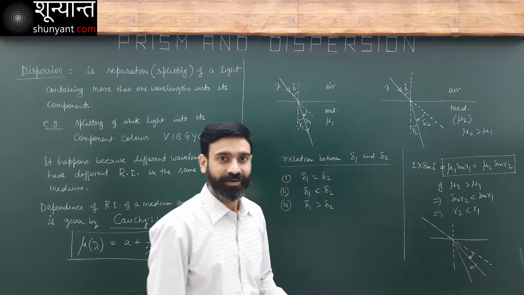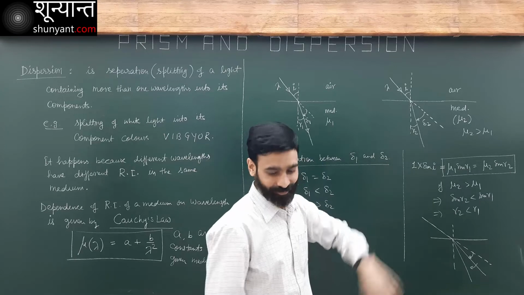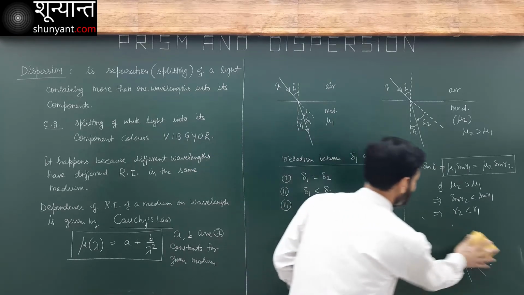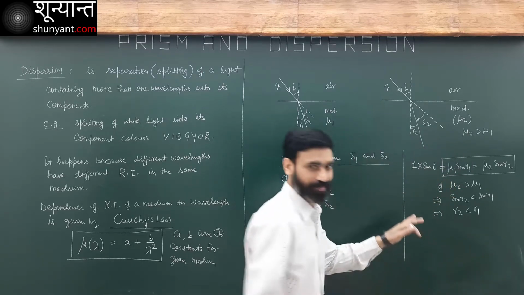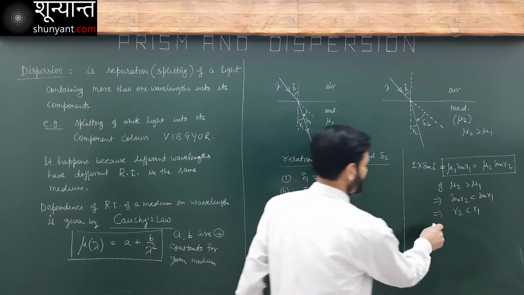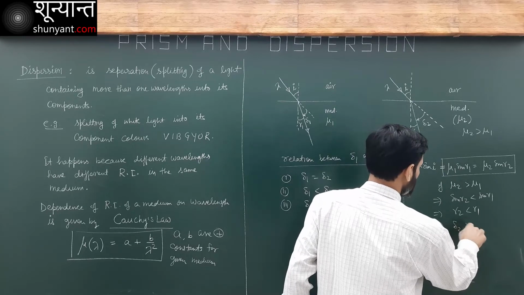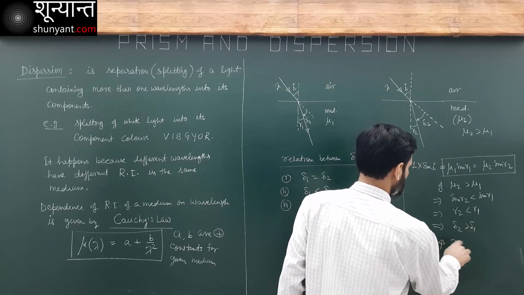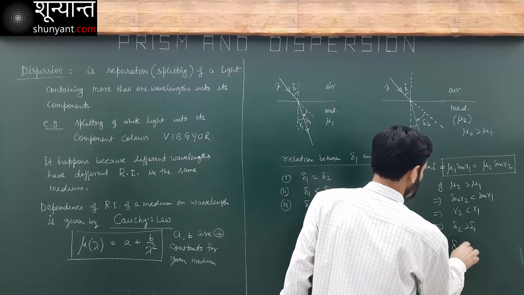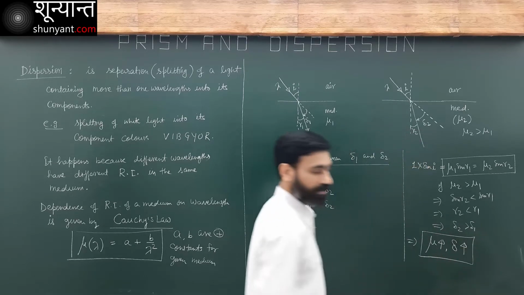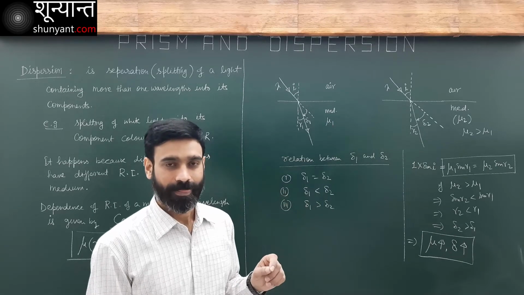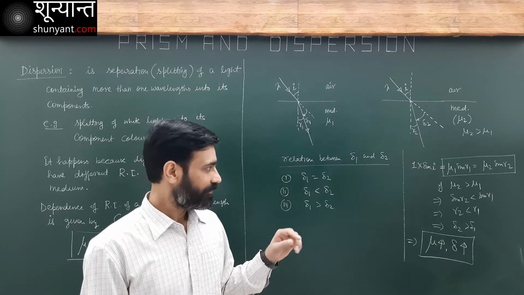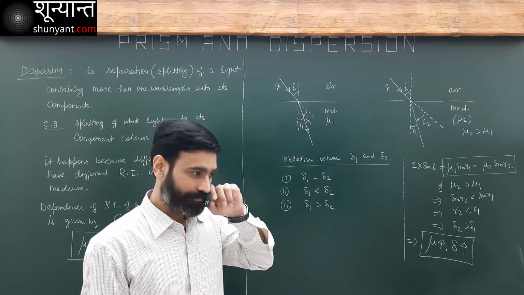So what is the effect on delta 2? Delta 2 is going to be more than delta 1. You understand this? It's pretty simple, almost obvious. That means if mu increases, then this deviation also increases. Makes sense.